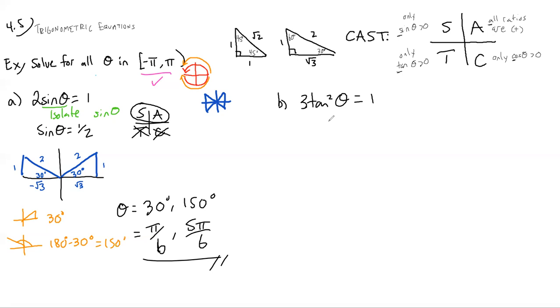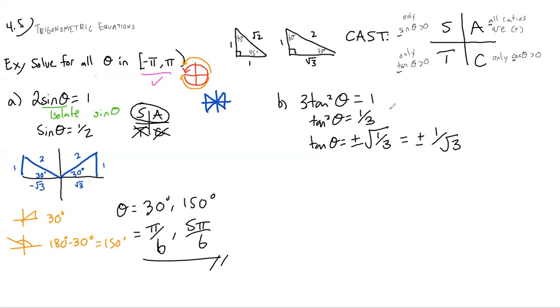3 tan squared theta equals 1. We'll solve this the same way we would solve any equation for tan theta. So what we'll have is tan squared theta is 1/3, which means tan theta is plus or minus √1/3, which might look more familiar to us as plus or minus 1/√3. So that's going to use some of the numbers we can see in our triangles.